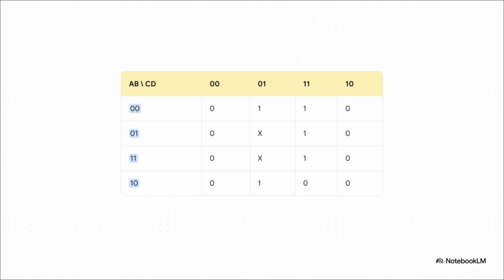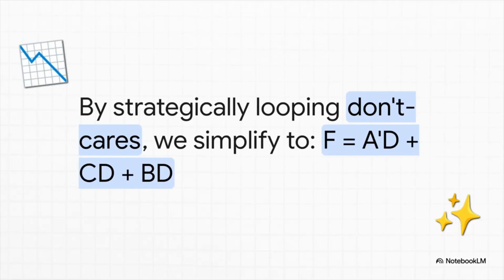Instead of settling for small, inefficient groups of 1s, we can loop those X's in, which allows us to form much larger power of 2 blocks spanning across the map. By strategically looping those don't cares with our 1s, we aggressively minimize the logic gates needed. A massive block of 4 gives us AD. Another block gives us CD, and extending it to our don't cares gives us BD. We've taken a massive, messy Boolean function and beautifully simplified it into this final expression. And remember, fewer gates mean cheaper, faster, and way more efficient hardware.